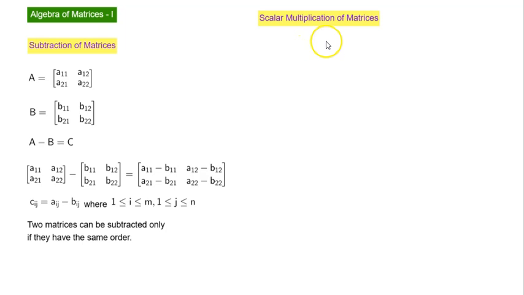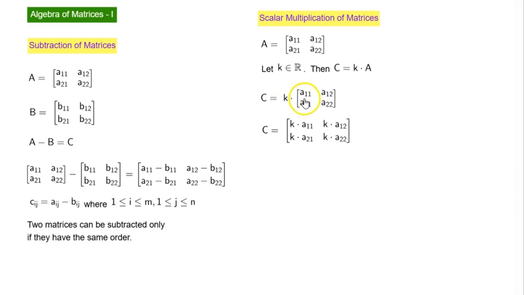So we have seen equality of matrices, addition of matrices, subtraction of matrices. Now, scalar multiplication of matrices. So we have A. Let K be a real number. Then C is equal to K times A. So C is equal to K times the matrix A. Here, the way the multiplication works is that each element is multiplied by K. So Cij is equal to K times Aij, where i goes from 1 to 2 in this specific case, and j goes from 1 to 2.